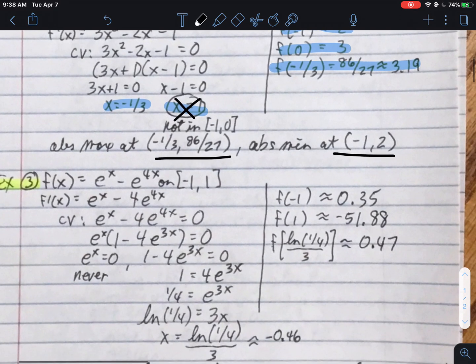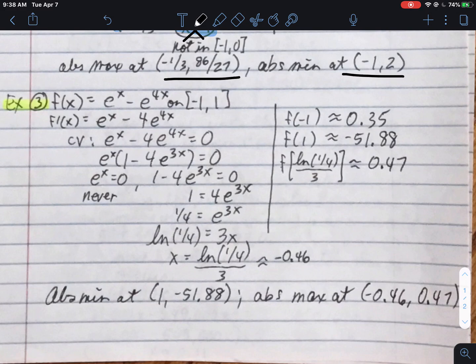Number 3, just to give us a different type of function, something a little more interesting. So there's a function f of x equals e to the x minus e to the 4x on the interval from negative 1 to 1.